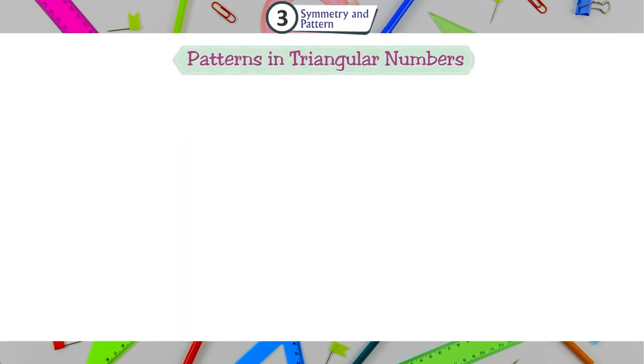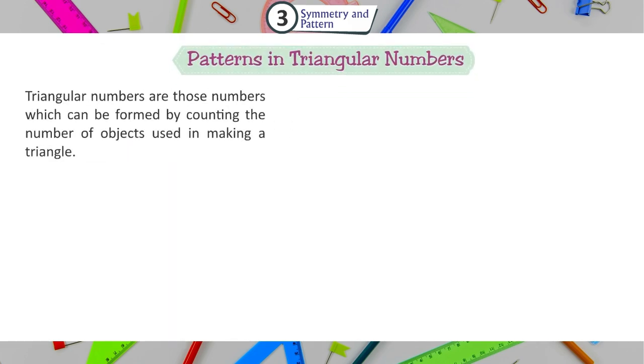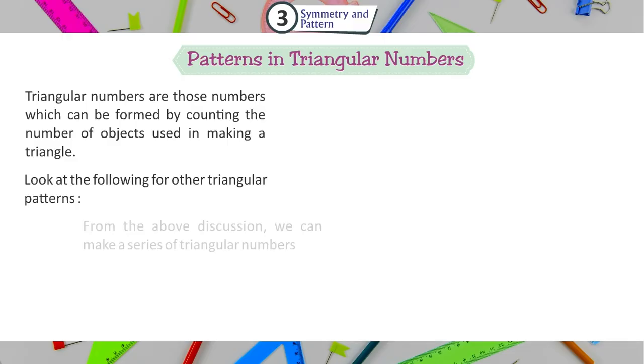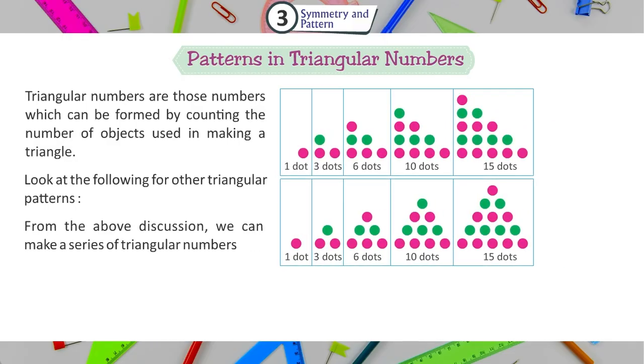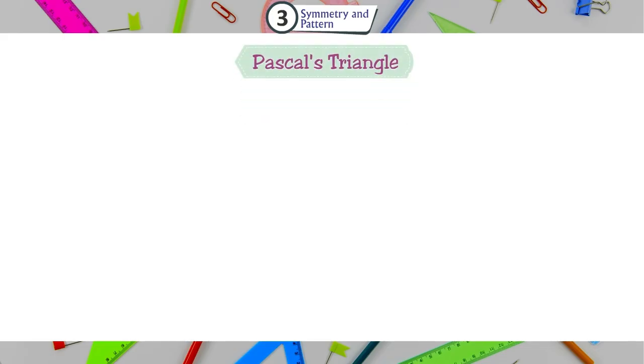Patterns in triangular numbers. Triangular numbers are those numbers which can be formed by counting the number of objects used in making a triangle. Look at the following for other triangular patterns. From the above discussion, we can make a series of triangular numbers 1, 3, 6, 10, 15, 21, 28, 36 and so on.